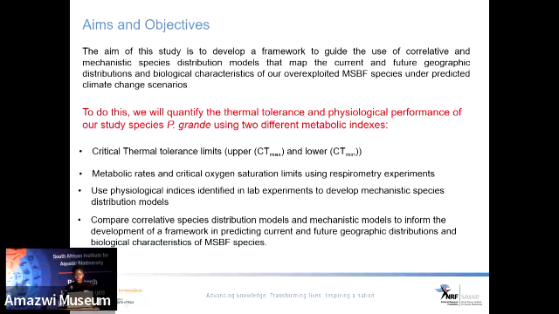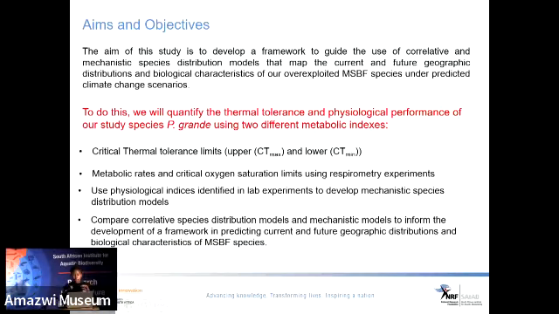The aim of the study is to develop a framework to guide the use of correlative and mechanistic species distribution models that map the current and future geographic distribution and biological characteristics of our overexploited marine shore-based fisheries species under predicted climate change scenarios. And to do this, we will carry out physiological experiments such as a critical thermal tolerance experiment, which will look at the upper and lower critical thermal limits of fish. We'll then do metabolic rate and critical oxygen saturation limits experiments using respirometry.